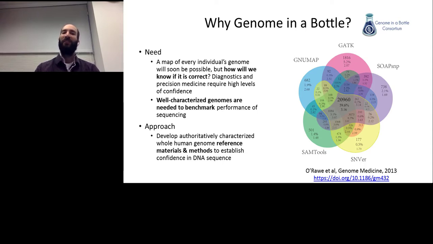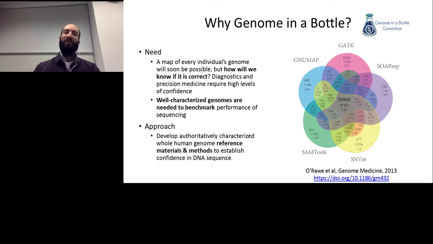But once you get into more difficult variants and more difficult regions, there's still a lot of discordance between different methods. And so the approach we've been taking to address this challenge of different methods disagreeing with each other is to develop some well-characterized genomes, just a small number of them, to benchmark performance of sequencing methods.